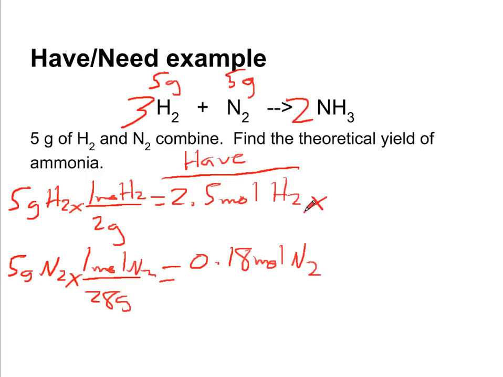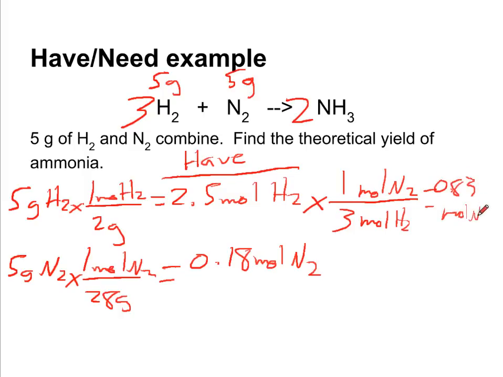So for hydrogen, we're going to do the mole ratio between H2 and N2. We want to cancel out moles of H2 and figure out how many moles of N2 we need. So we're going to take this 3 from H2, put it here. The 1 from N2 goes here. So 2.5 divided by 3 is going to give us 0.83 moles of N2.